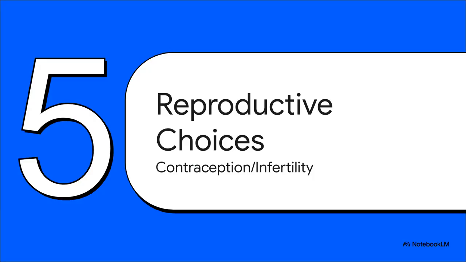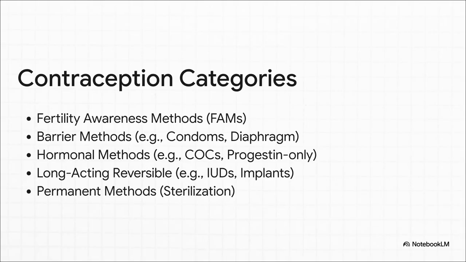Now, in Section 5, we're going to talk about navigating reproductive choices. This is all about the super important role nurses play in counseling patients about contraception and infertility, an area where clear, correct education is directly tied to patient safety. When you're talking with a patient about contraception, it's really helpful to organize the options into these 5 big categories in your mind. You've got fertility awareness methods, barrier methods like condoms, hormonal methods like the pill, long-acting reversible options or LARCs like IUDs, and finally, permanent methods like sterilization. Your job isn't to pick for them, but to explain the pros and cons of each so they can make a truly informed choice for themselves.